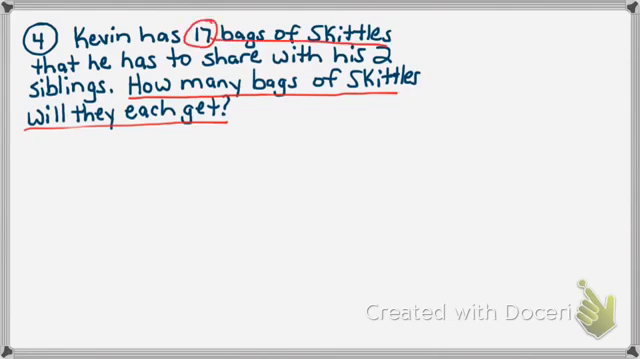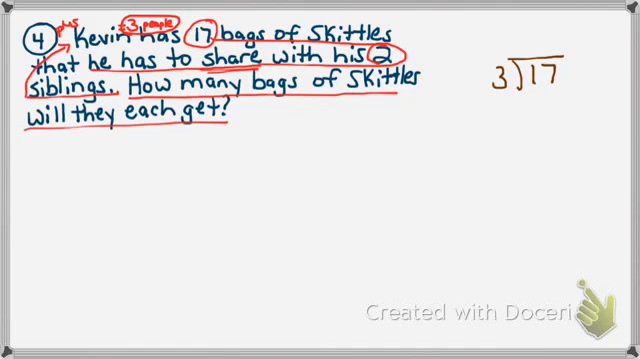We know there are 17 bags of Skittles, and we know that he has to share them with his 2 siblings. We know that it's not just 2 people that are sharing them because it's his 2 siblings plus Kevin, which means that we're going to have 2 plus 1 equals 3. So there are 3 people that will need to share these 17 bags of Skittles. I know the total number of bags, 17. I know I need to divide them up amongst 3 people. When I have a total and I am dividing it, that's a division problem. So my problem will be 17 divided by 3.